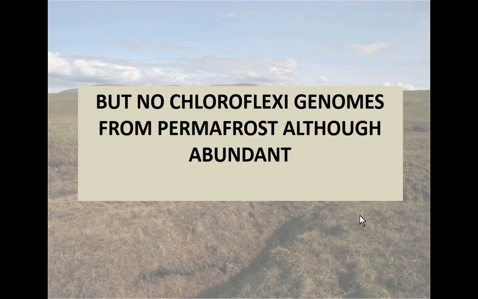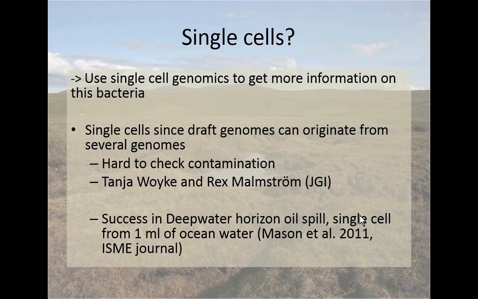But because I could not get any Chloroflexi genomes from the permafrost, although they were really abundant there, I wanted to try something else because I still had some months left at Janet's lab. So I decided to go to single cells and try to find, by single cell sorting, some information on the Chloroflexi species, and then to get a better database for my metatranscriptome annotation.